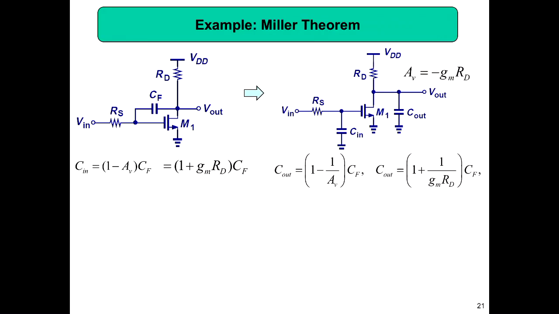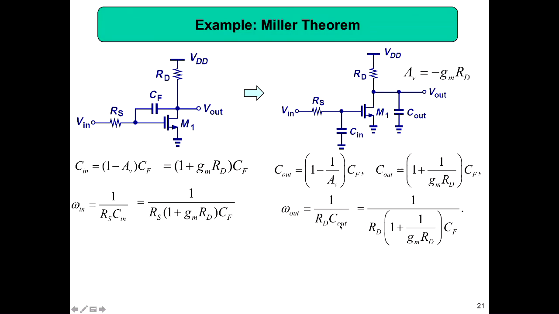So AV is minus GM into RD, and these are the values. As per Miller's theorem, when you split into two capacitors, your C in is equal to 1 minus AV into CF, where AV equal to minus GM into RD is your low frequency gain, so you get 1 plus GM RD into CF. C out, the capacitance at the output, is 1 minus 1 by AV into CF, so you get 1 plus 1 by GM RD into CF. Now you can find out the pole, which is equal to 1 by RS into C in. Again, omega out, your output pole, is 1 by RD into C out, which is equal to 1 by RD into 1 plus 1 by GM RD into CF.